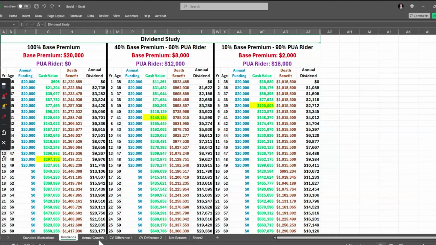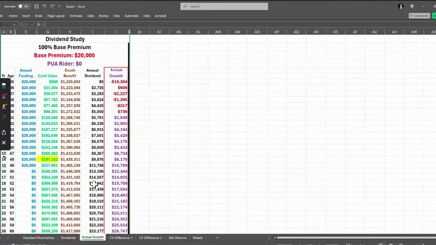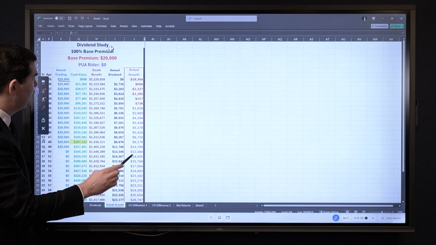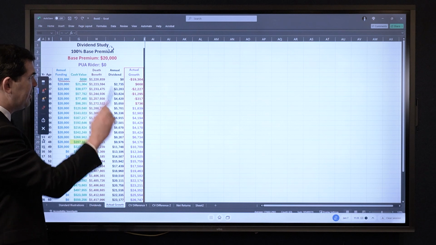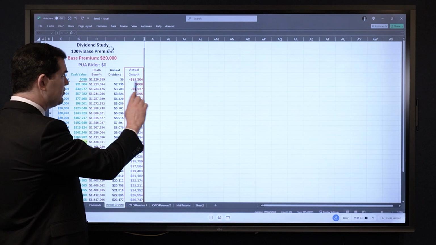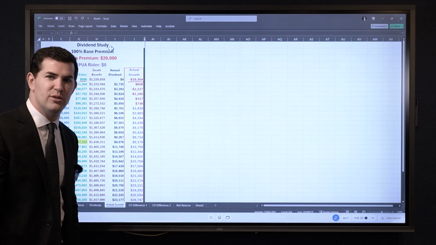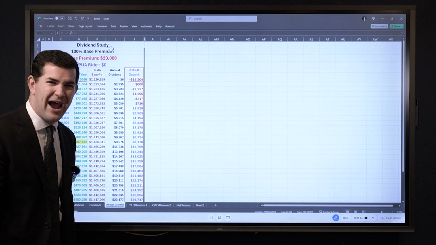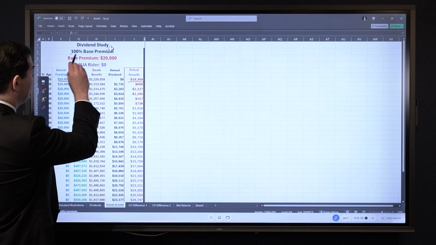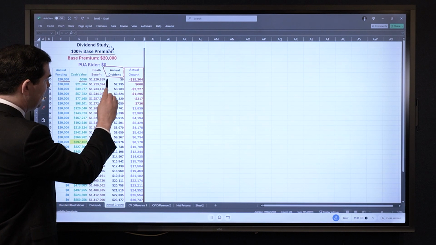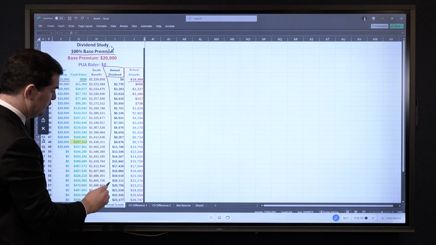Here's something that helps a lot of people: the actual growth, which is just showing what you are getting net from the insurance company every year. So for example, here's the 100% base premium policy. You pay $20,000. You have $700. That is a $19,300 loss. Ouch. That's a 100% base premium policy. However, the dividends will be the highest long term.